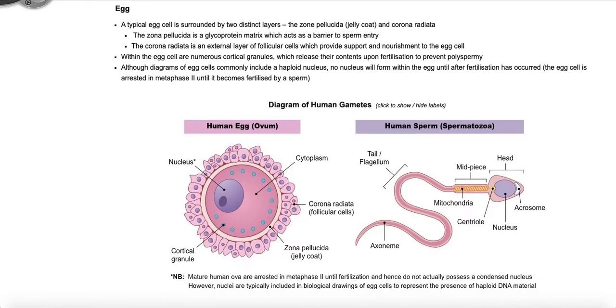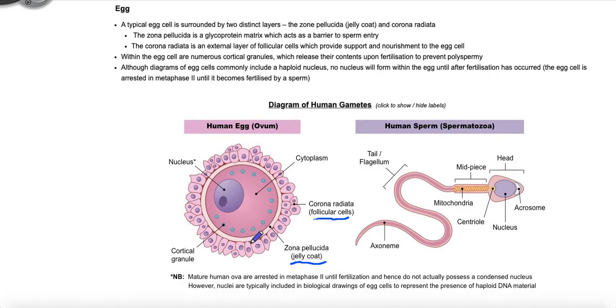Now, when we look at the structure of the egg, we recognize that it has two distinct layers. We have the zona pellucida, which is a jelly coat here, that needs to get penetrated by the enzymes that are found in the acrosome of the sperm. And then surrounding that, we have the corona radiata, which are just follicular cells, and these follicular cells are going to provide support and nourishment for that egg cell.